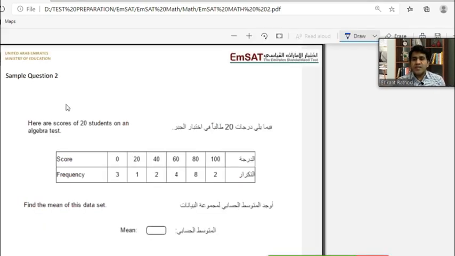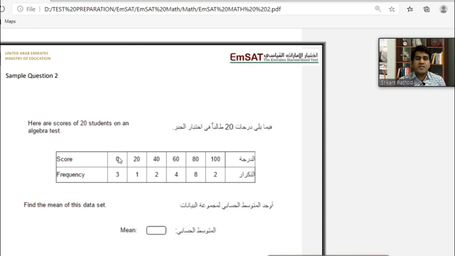Question number 2 is: here are the scores of 20 students on an algebra test. The table is representing the scores of 20 students. The frequency says how many students there are, and the score represents the score of individuals. For example, 0 is the score for the frequency 3. It means there are 3 students who scored 0 in the algebra test. 20 is the score for 1, meaning there is one student who scored 20 in the algebra test. 40 with 2 means there are 2 students who scored 40 in the test. 60 with 4 means there are 4 students who scored 60 each in the algebra test.